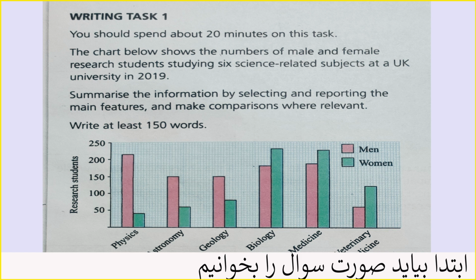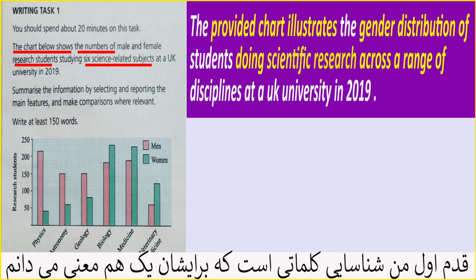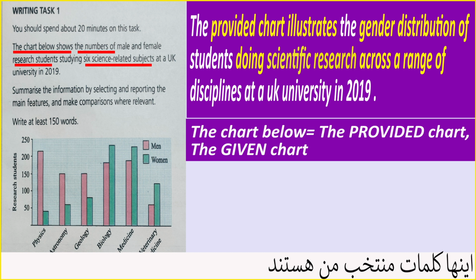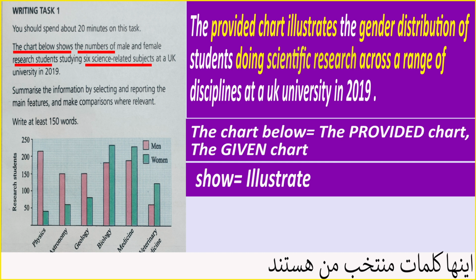The chart below shows the numbers of male and female research students studying 6 science-related subjects at a UK university in 2019. My first step is identifying the words which I know an appropriate synonym for. So in this case we have the chart below. Instead of the chart below, I can say the provided chart or the given chart. So the provided chart shows. Instead of shows, I can say illustrates. So the provided chart illustrates.